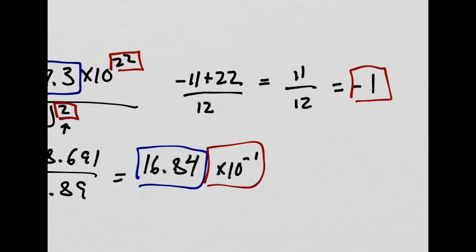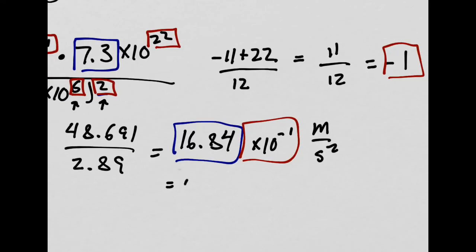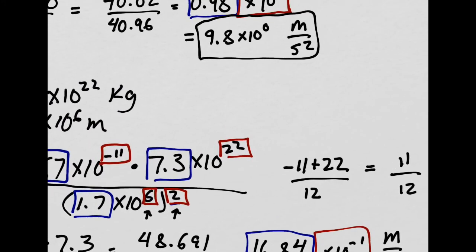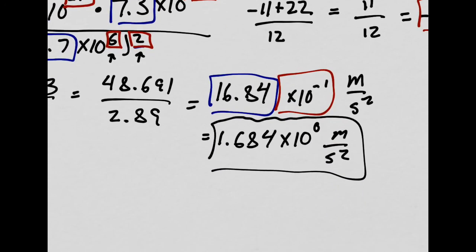Our units are the same, meters per second squared. So if we write this in proper scientific notation, it is 1.684 times 10 to the 0 meters per second squared. So comparing Earth, 9.8 is much higher than 1.68. So the surface gravity of Earth is much larger than that of the moon.